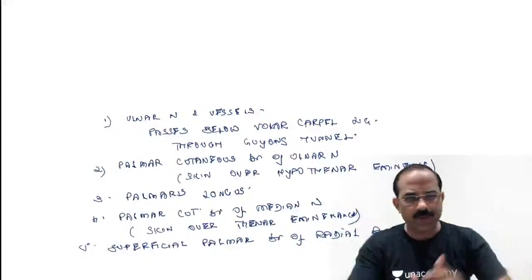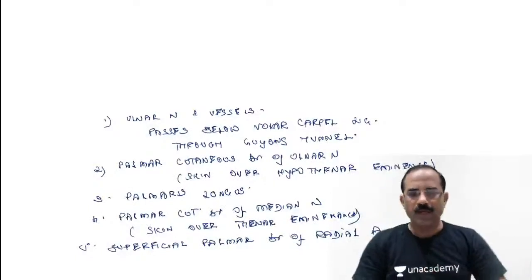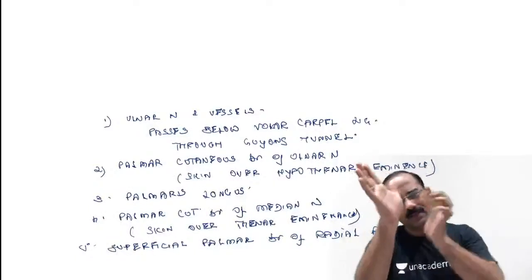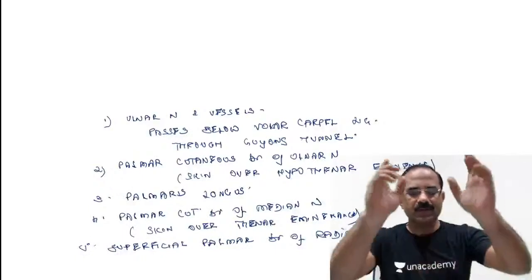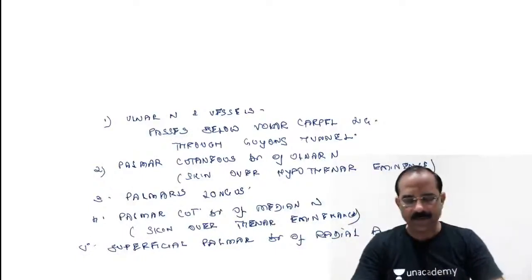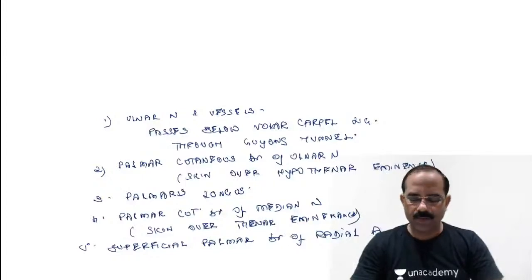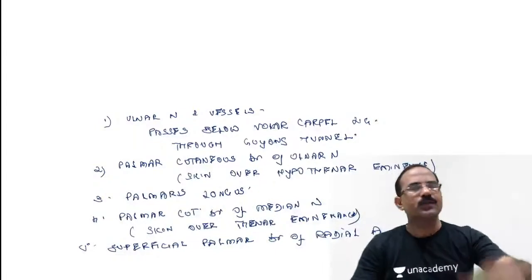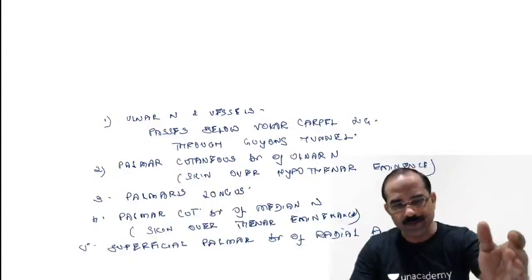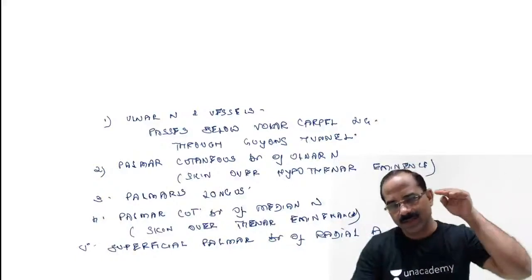Students, a very important MCQ. So medial से lateral आप जाओ. The first one, once again, आप लिख लो, then I'll tell you. Okay, so the first one is the ulnar nerve and vessels.